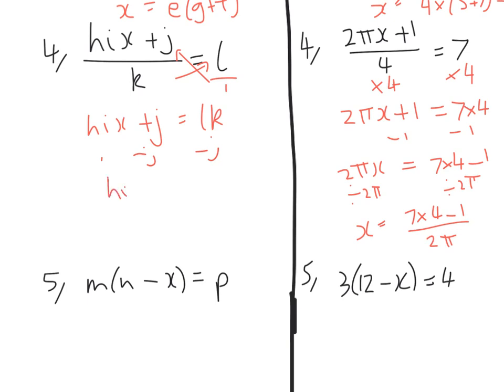So hx equals lk minus j. And then the x is multiplied by h, so we need to divide by h to get rid of that. So divide both sides by h, and you get x equals lk minus j, and that's all divided by h.